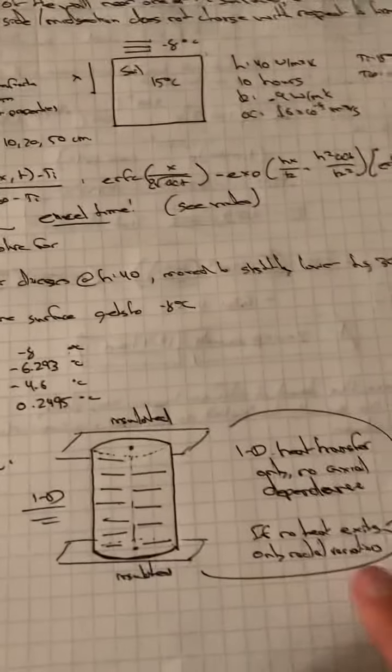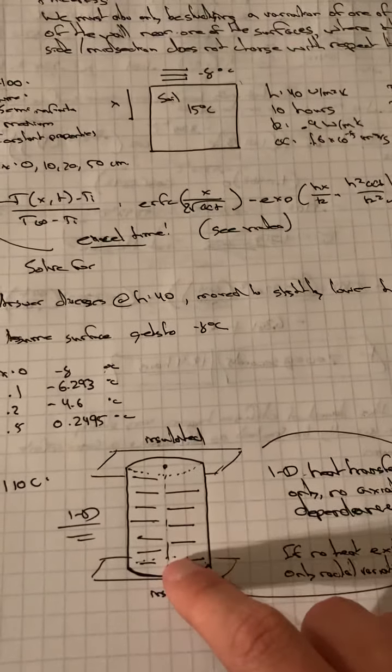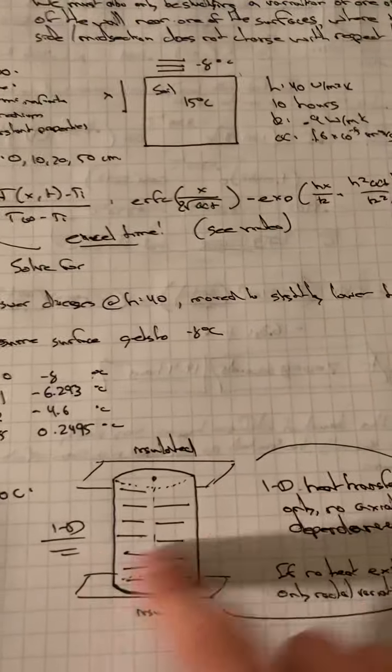And then we got these values. And then we had a question about a cylinder that's insulated on both sides, and that will just be one-dimensional heat transfer in the radial direction.